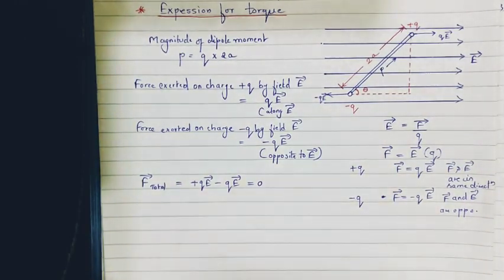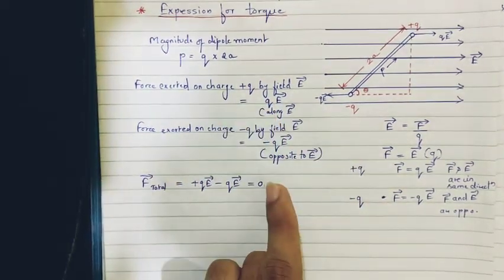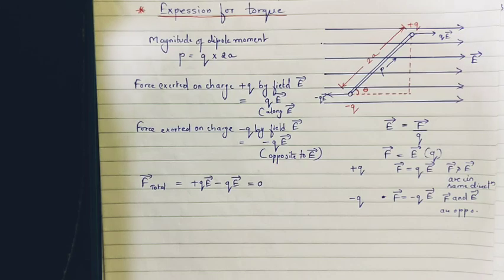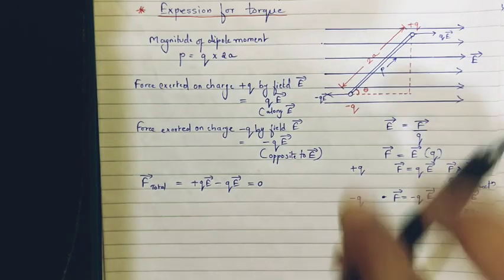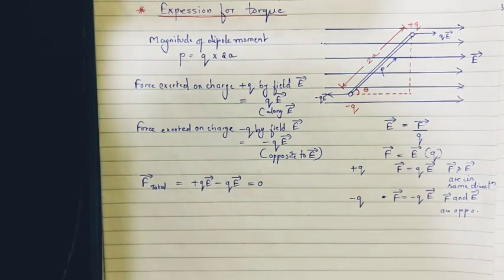So what we can say: the net translatory force on the dipole in a uniform electric field is 0, but two equal and opposite forces act at different points of the dipole, right? They form a couple. This is called a couple, right? So this forms a couple which will definitely exert a torque. So let's find out the expression for this torque now.